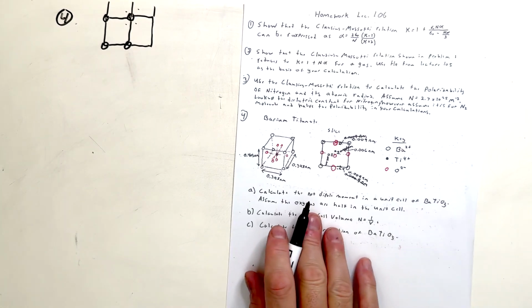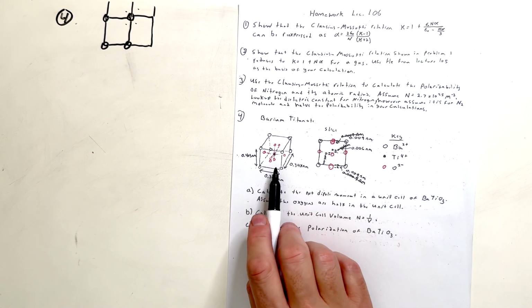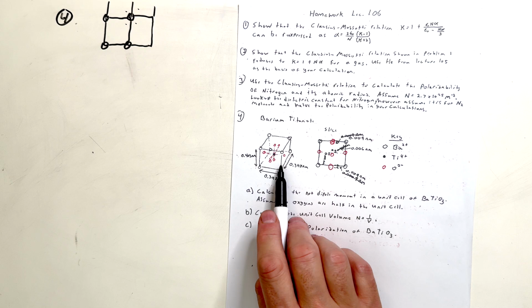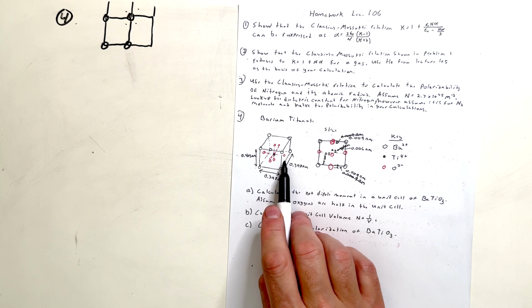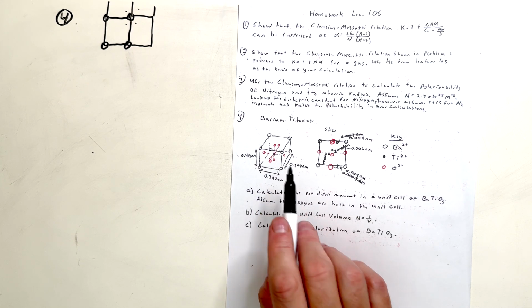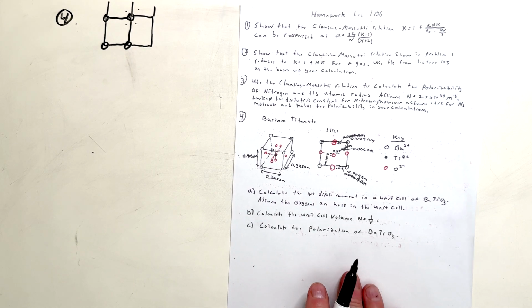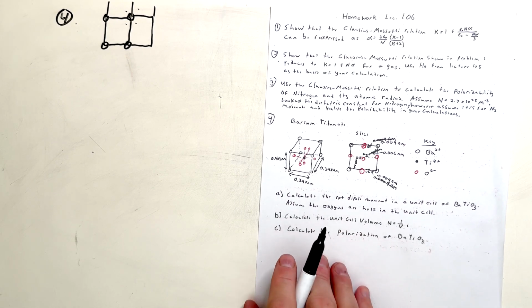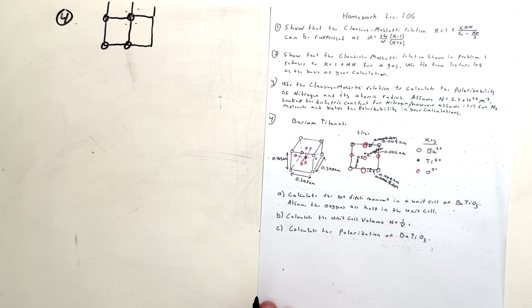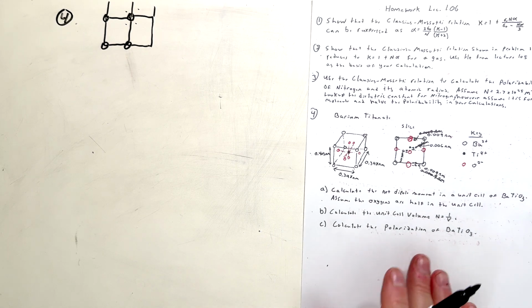So we have the same kind of thing going on here with barium titanate, where the oxygens, which are red, are face-centered, right? And so they're going to be half in the unit cell. And so that'll come into our calculation when we get into it in just a minute. All right, so part A, calculate the net dipole moment in a unit cell of barium titanate. Assume the oxygens are half in the unit cell. That's kind of what I just said.